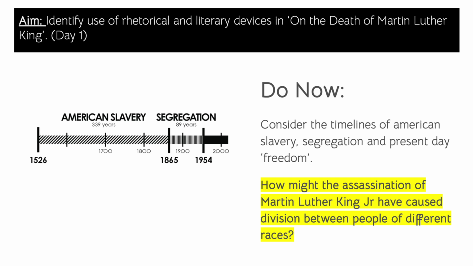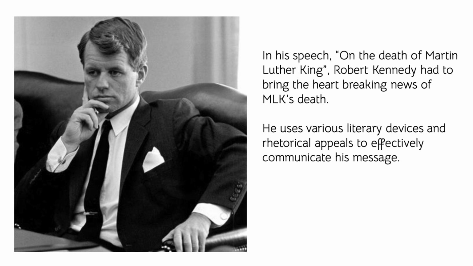How might the assassination of Martin Luther King Jr. have caused division between people of different races? I'm going to be delving in a little bit further later on, specifically explaining what that speech on the death of Martin Luther King is actually about. But first, just think of that history, that timeline, and where Martin Luther King Jr. was in that timeline and how his death might have been a time that was especially hard for people fighting for civil rights.